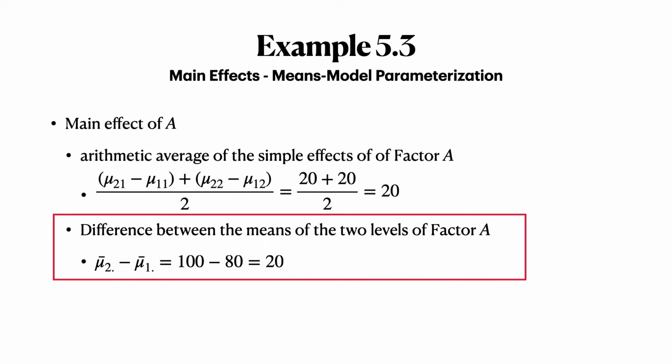Next, we will calculate the main effect of A as the difference between the means of the two levels of factor A. So that's given by mu bar 2 dot minus mu bar 1 dot. And so we calculated those, and they were found to be 100 and 80 respectively. And so the difference is 20.